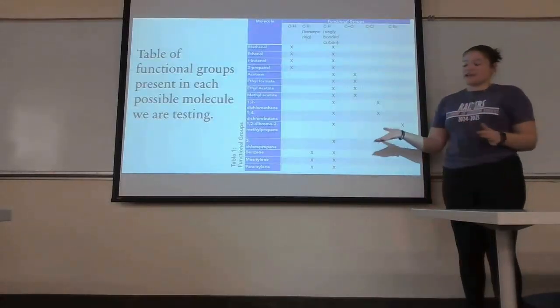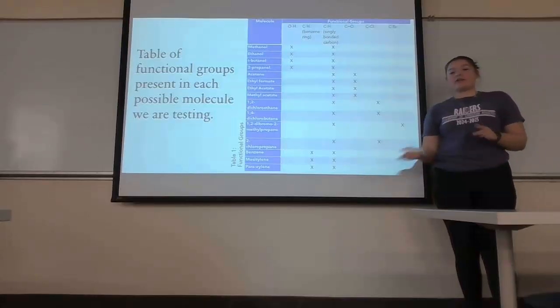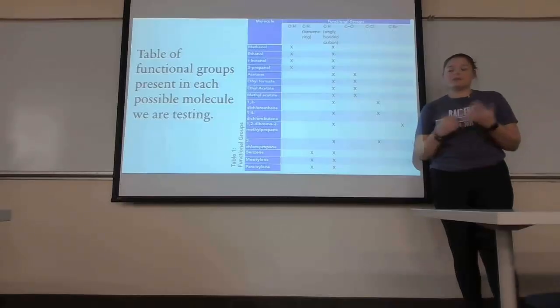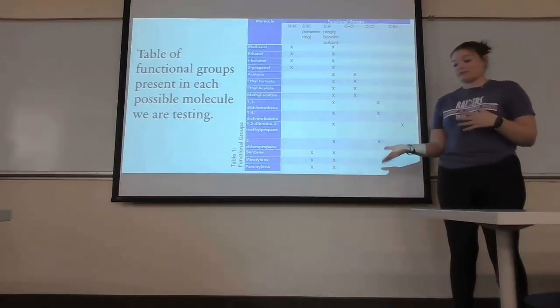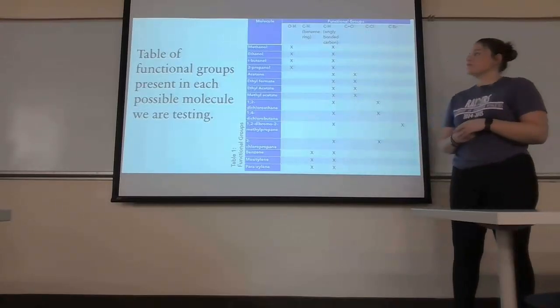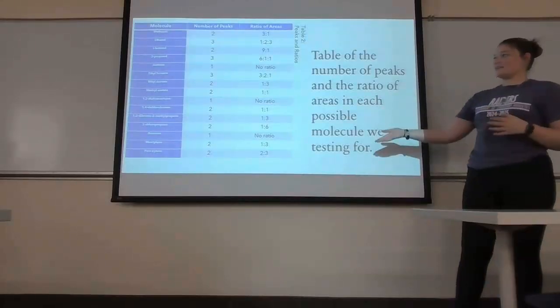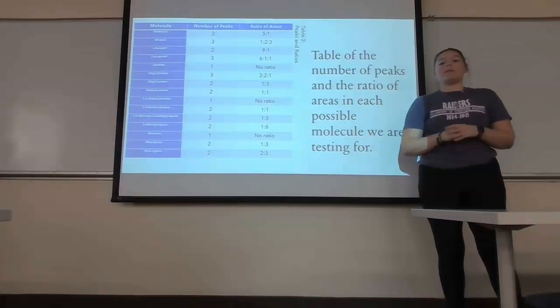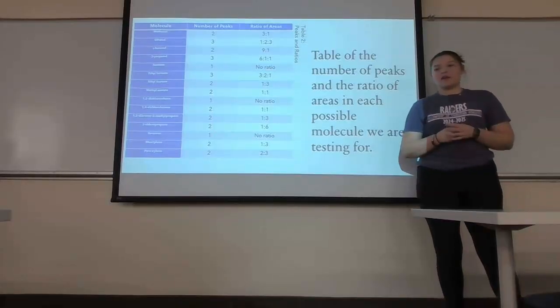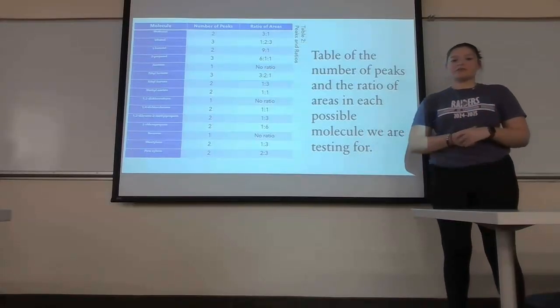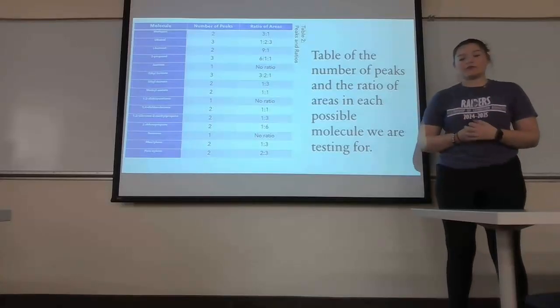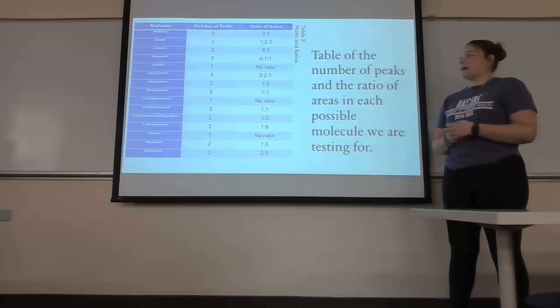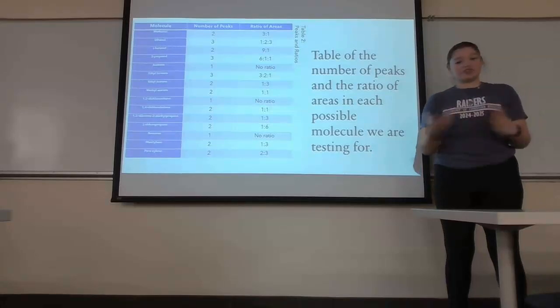This is our table of functional groups. These are found in our lab notebook using the different charts of molecules to find the different molecules present. This is table 2, and this is the table for peaks and ratios of areas. This was also found using the diagrams of the different molecules found in our lab notebooks, and this is to find the amount of hydrogens present.